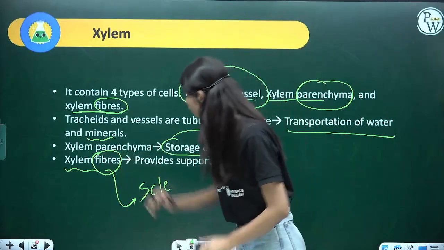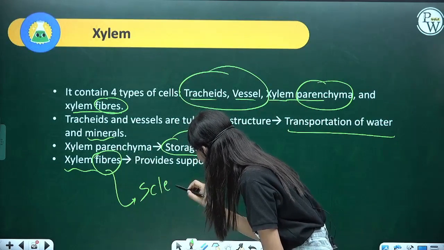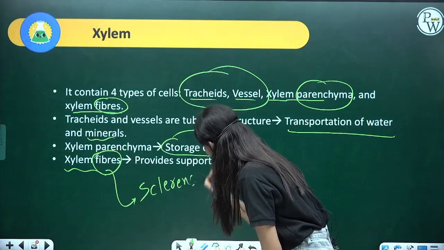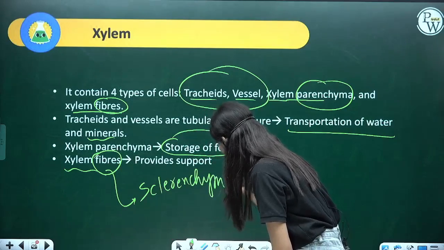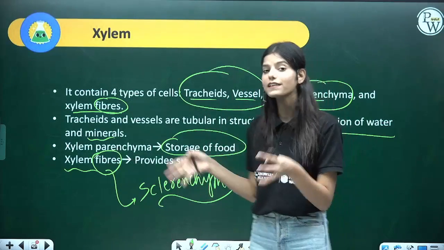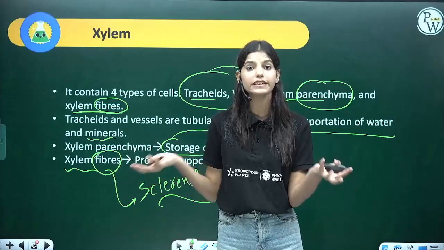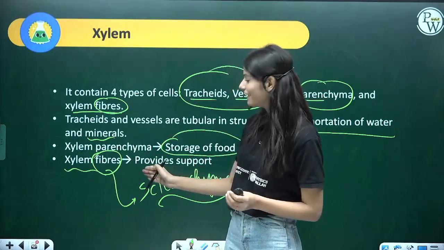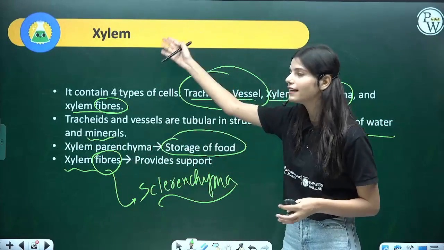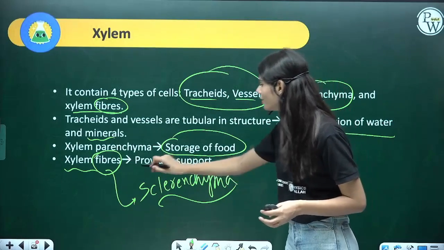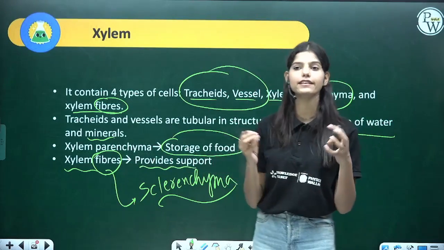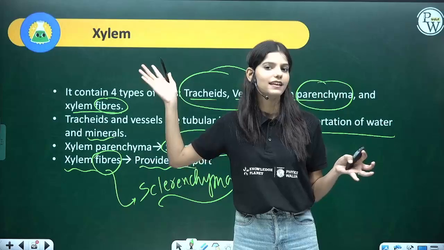So here xylem fibers are also called xylem sclerenchyma. And what exactly is the role of sclerenchyma? To support the parts of the plants. So here the xylem fiber is there to support the xylem tissue. So it supports the tissues or the other cells which are present in the xylem.